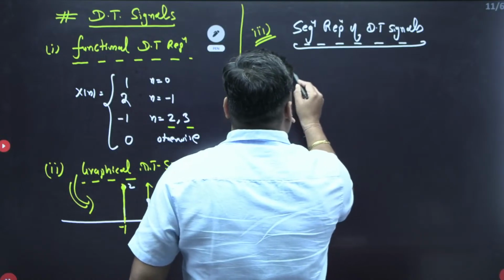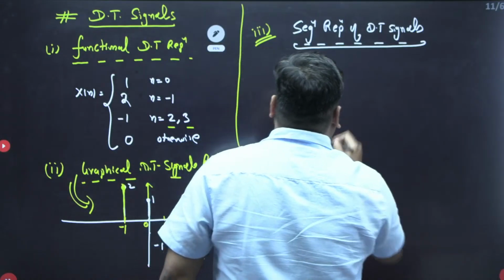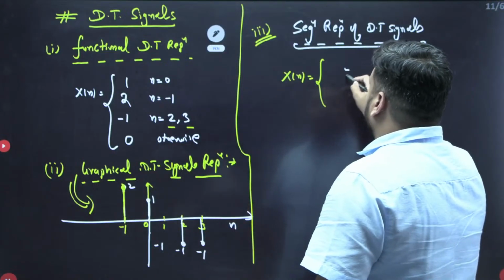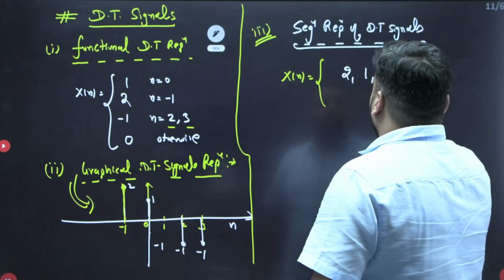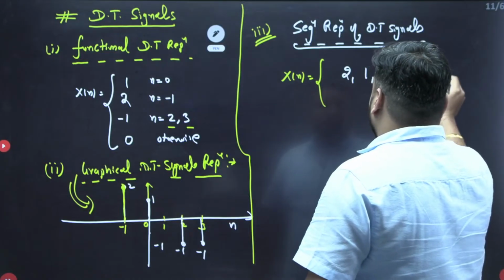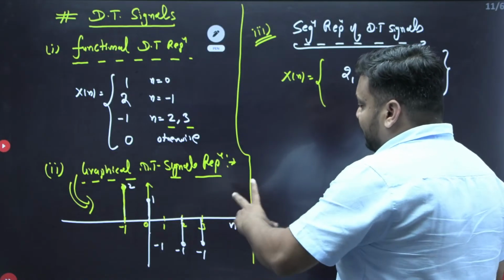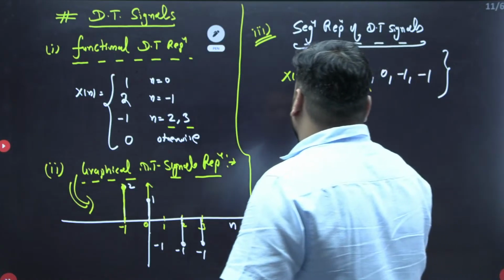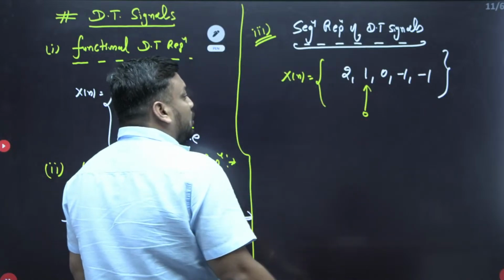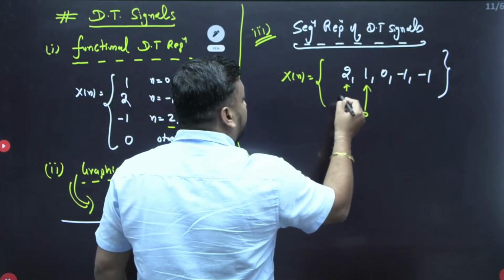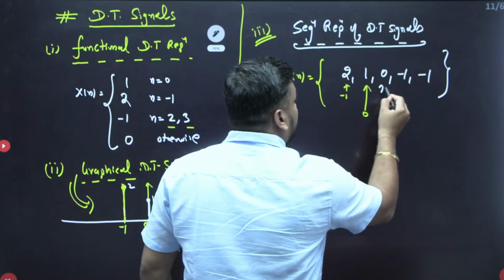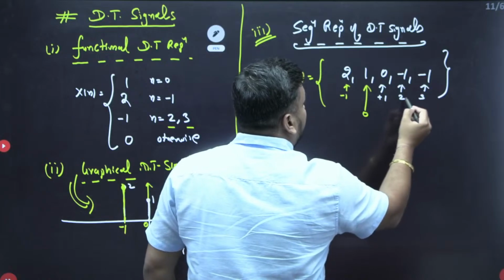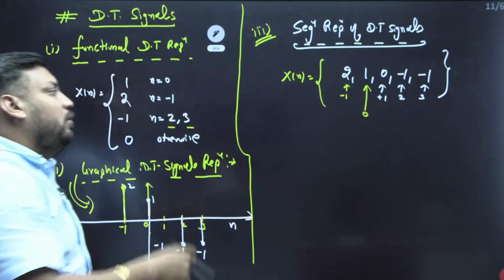Like that, if I wish to represent the same signal x of n from the curve, I should write 2, 1, 0, minus 1, bracket close, and whatever is the origin, I need to represent as an arrow mark. So arrow mark representing 0. Of course it is minus 1 only, its value is plus 1 only, this value is 2 only, and this value is 3. So 2, 1, 0, 2, 3.